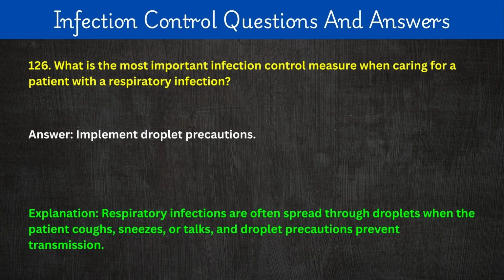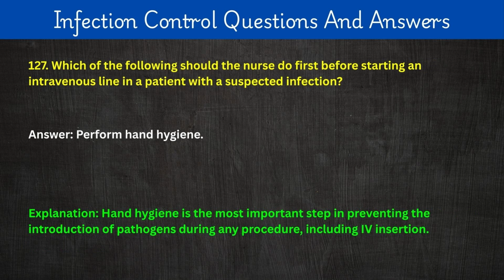126. What is the most important infection control measure when caring for a patient with a respiratory infection? Answer: implement droplet precautions. Explanation: respiratory infections are often spread through droplets when the patient coughs, sneezes, or talks, and droplet precautions prevent transmission.